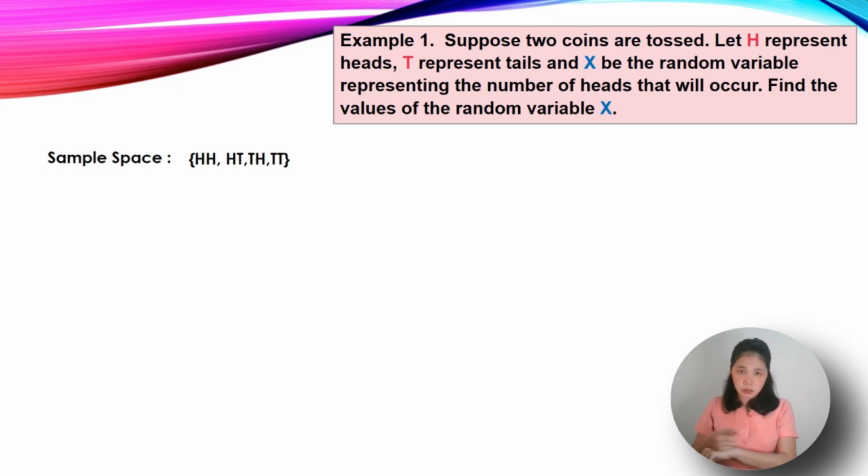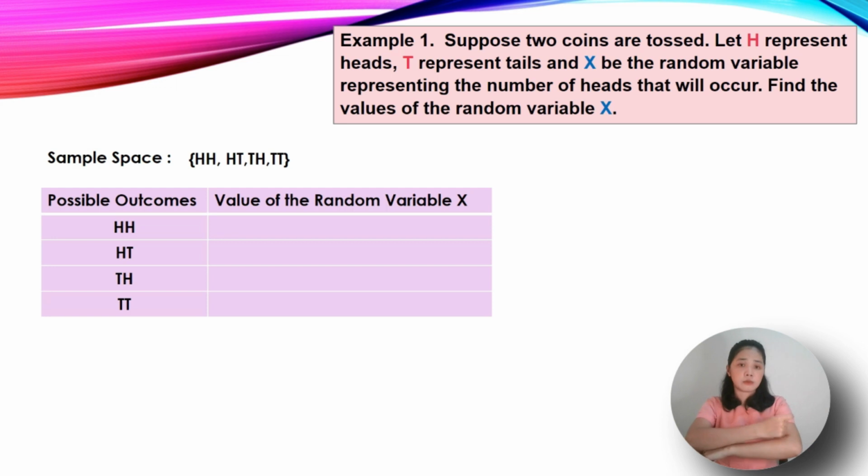Next is to count the number of values of the random variable. Let's make a table. The first column is all about the possible outcomes. And remember, the possible outcomes come from the sample space. So we have head-head, head-tail, tail-head, and tail-tail. The second column is all about the value of the random variable X. Remember that we are interested to know the number of heads. So for the possible outcome of head-head, we have 2 heads. For head-tail, we have 1 head. For tail-head, we have 1 head. And for tail-tail, we have 0 head.